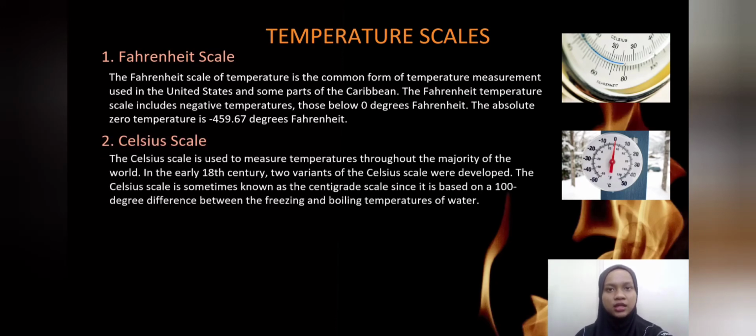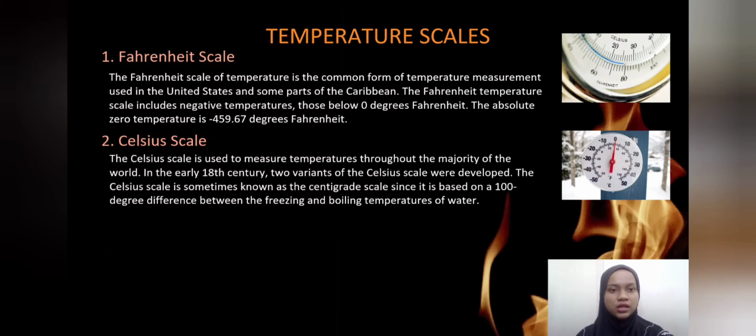The Celsius scale is used to measure temperatures throughout the majority of the world. In the early 18th century, two variants of the Celsius scale were developed. The Celsius scale is sometimes known as the centigrade scale since it is based on a 100-degree difference between the freezing and boiling temperature of water.